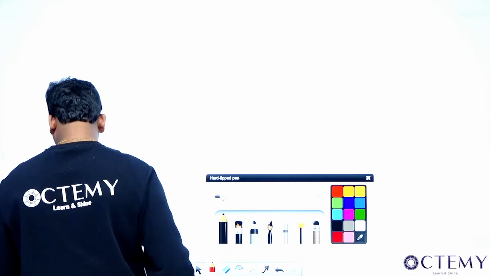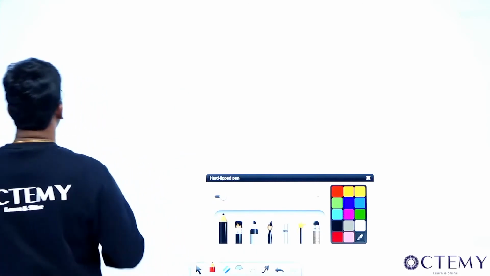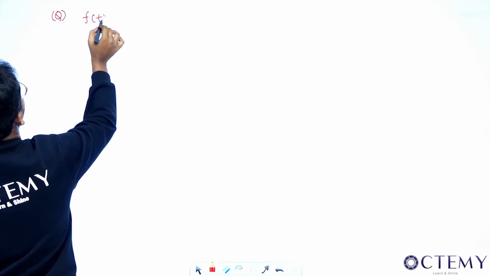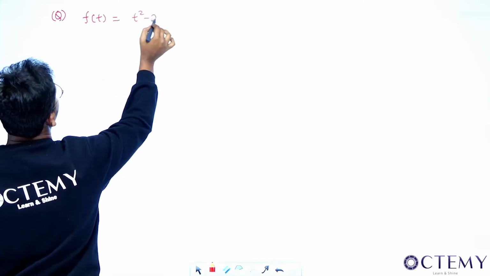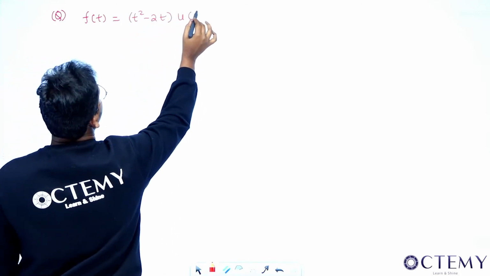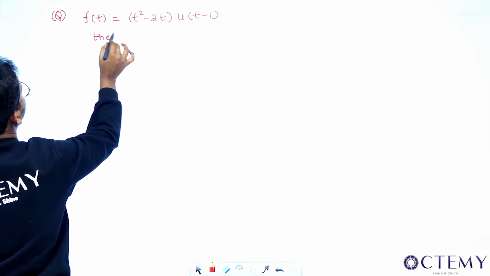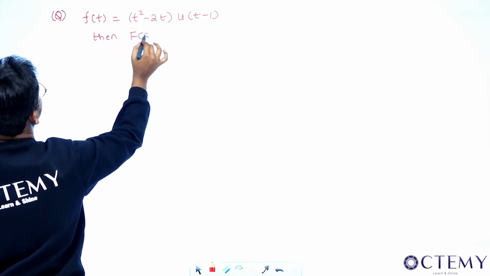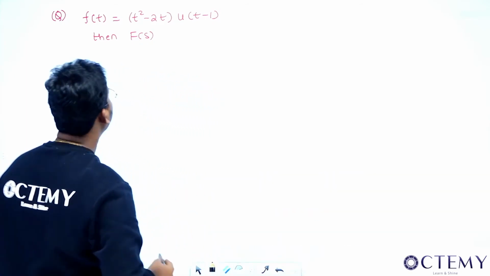If I give a first problem, the problem is like this. This was asked in 1998 for 2 marks. The problem says, if your f of t is equal to t square minus 2t into u of t minus 1, then he is asking you your F of s. That is the Laplace transform he is asking. Very simple question this is. How to tackle this kind of question?